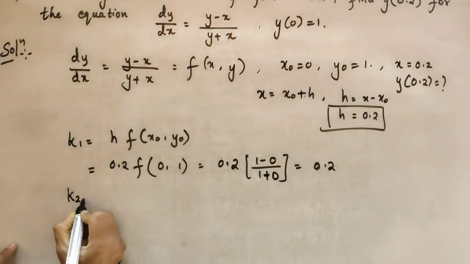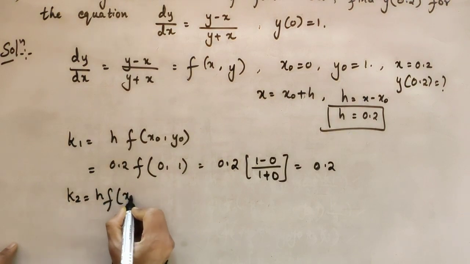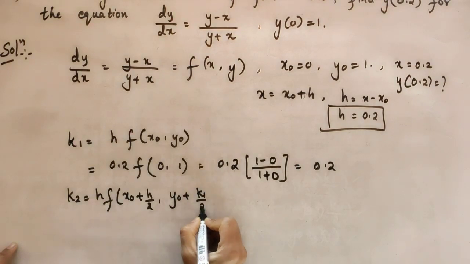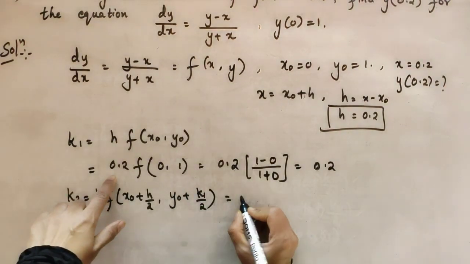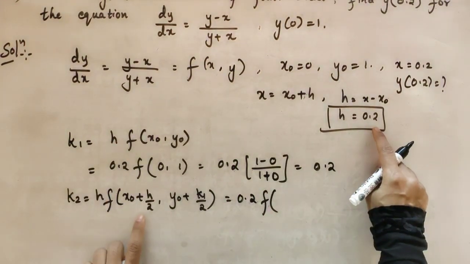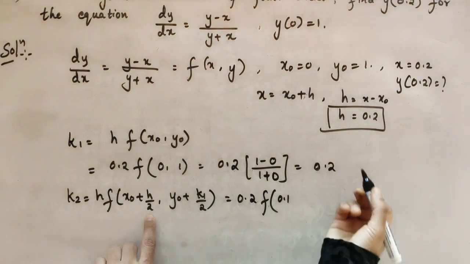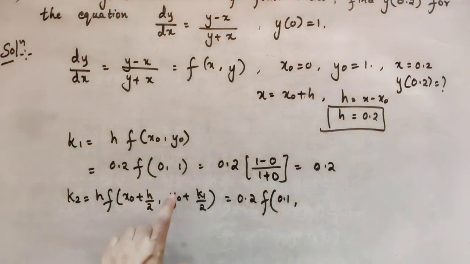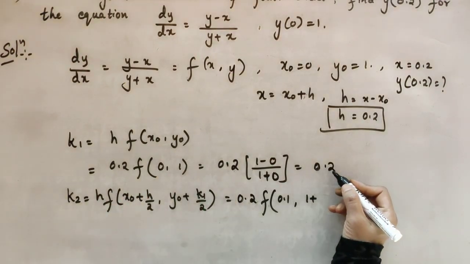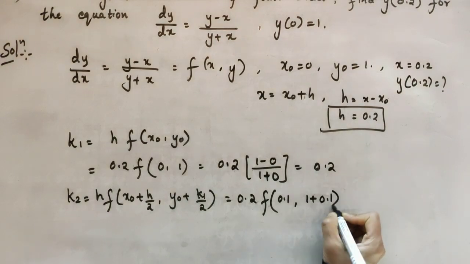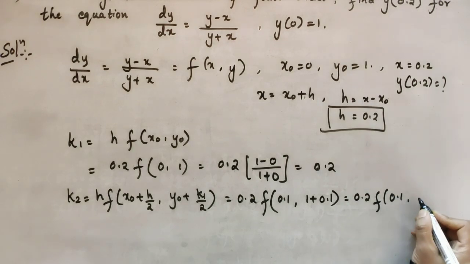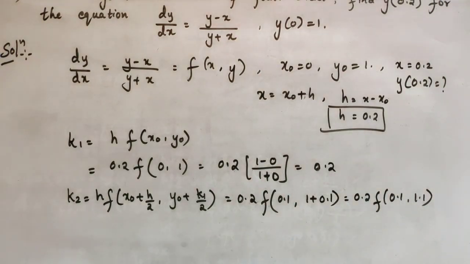Similarly, you are going to work for k2. It is h times f of (x naught plus h by 2, y naught plus k1 by 2). Let us substitute the values here. H is 0.2, write it. F of x naught is 0, h is 0.2, and 0.2 by 2 is 0.1. Plus 0, it becomes 0.1 only. Similarly, it's 1 plus k1 by 2. K1 is 0.2, and 0.2 by 2 is 0.1. So it is equal to 0.2 times f of 0.1 comma 1.1. Won't you get it like this?